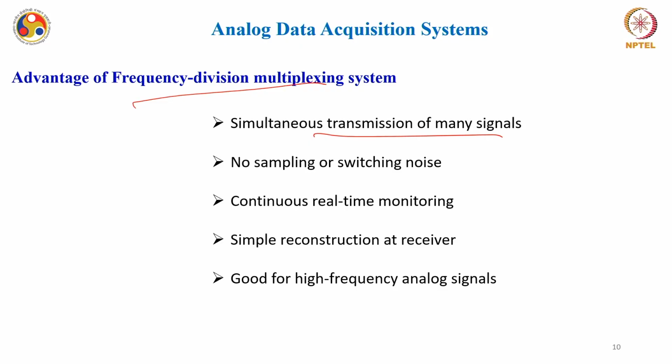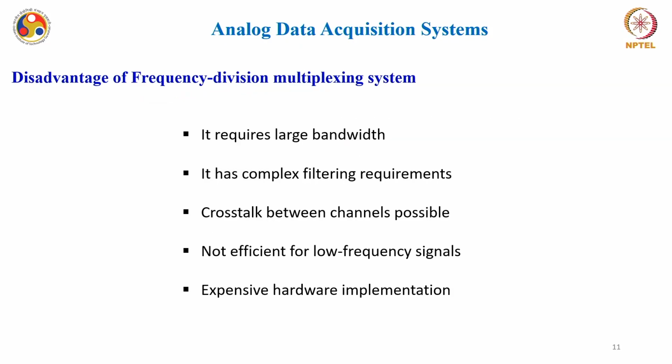Simple reconstruction of these signals is possible at the receiver end using the demultiplexing circuit. And they are very good for high frequency analog signals. However, they also have different disadvantages, like one that you have just seen, that it requires larger bandwidth. So along with their requirement of larger bandwidth, you are also placing some guard bands. It further increases its requirement.